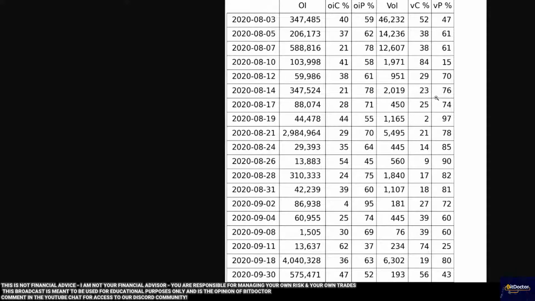You don't see heavy bearishness until you get to like the 14th. You got 76%. The 12th, you got 70%. When this gets above 70%, especially when you see like 97%, 78% bearish, not a whole lot of open interest, but all in all, 70% bearish on these almost 3 million contracts that are open. That is significant.